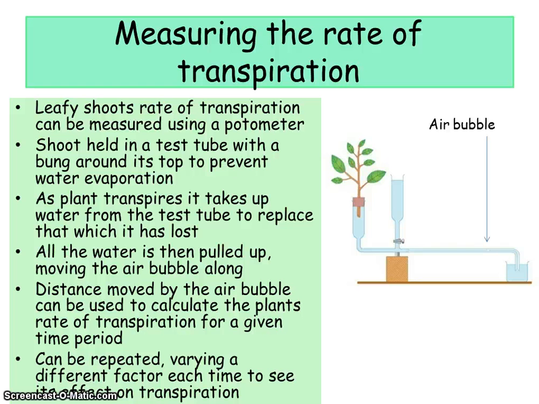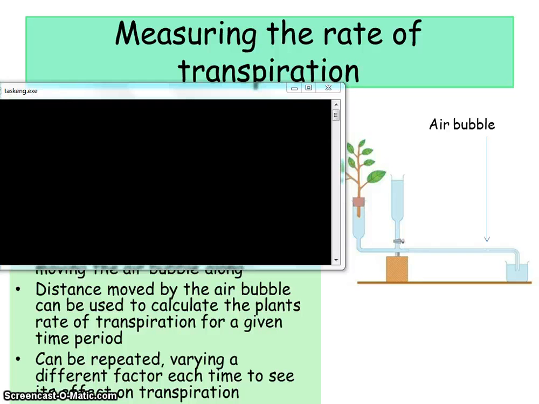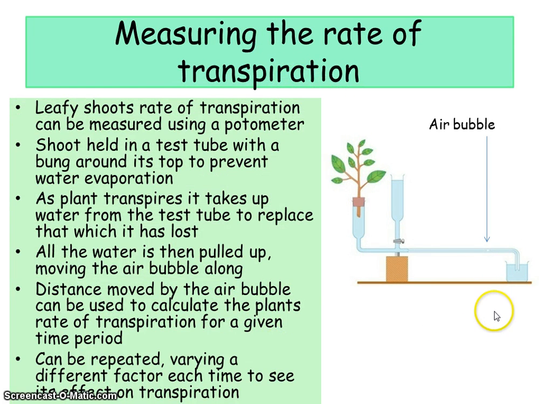All the water is then pulled up, and you'll see there's a little air bubble in the tube of the potometer, and all that happens is that the air bubble moves along. So all we're proving is that transpiration is taking place, because the plant is taking up the water, and this in turn is pulling the air bubble, and all you're doing, like I say, is just proving that because that air bubble is moving, that the water is moving into the plant.